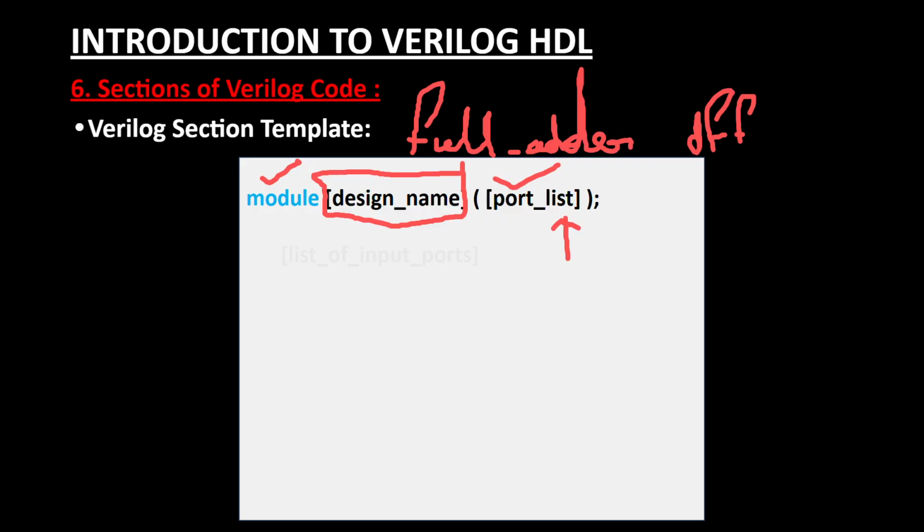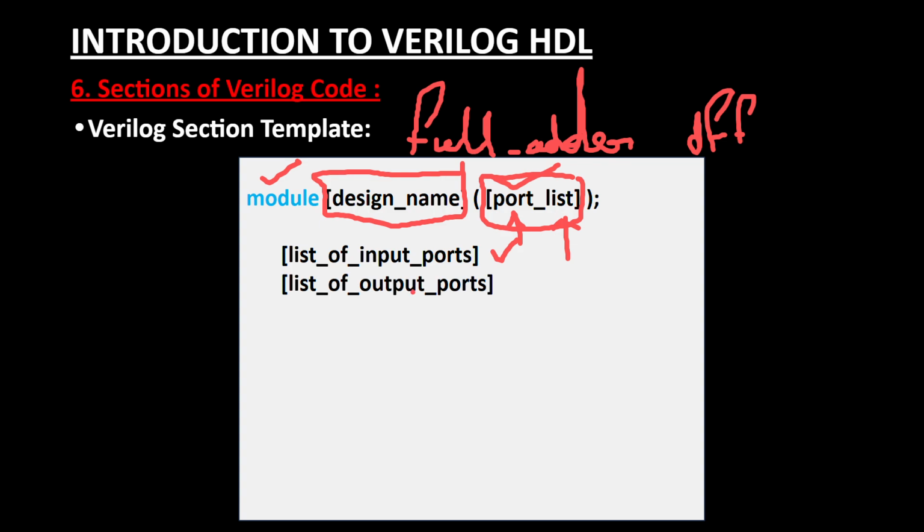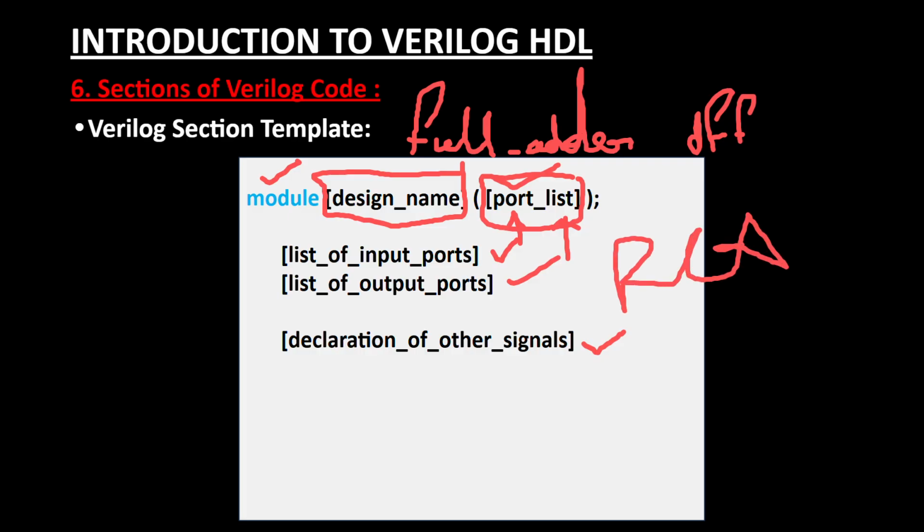After giving the actual ports in the particular digital system, we declare the input ports among this port list, and then the output ports, and then the declaration of other signals. I told you, intermediate signals in the case of a ripple carry adder, the intermediate carry signals, right? Those types of signals will be declared here.